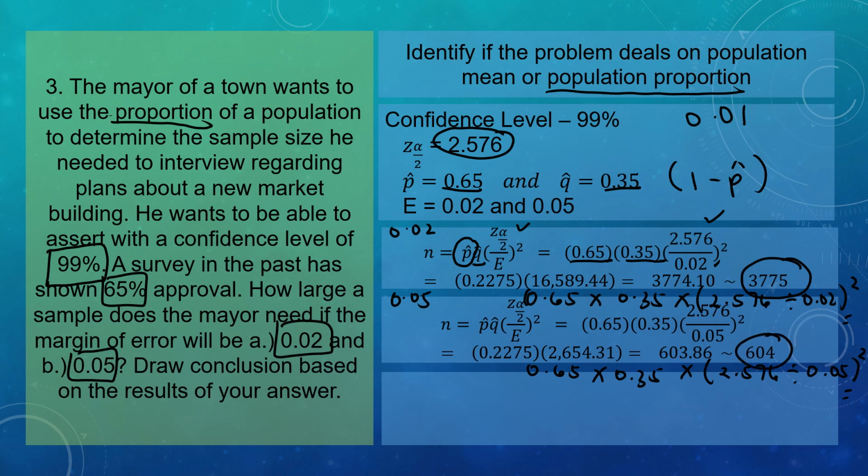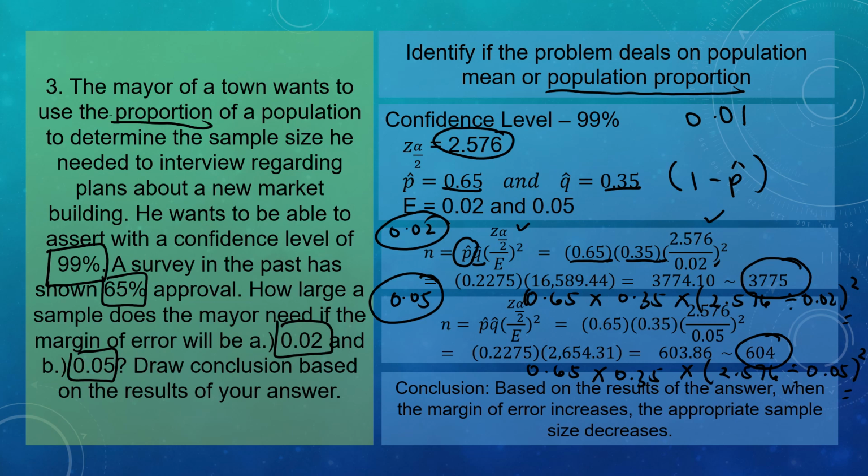Now, for your conclusion, take a look. The margin of error increases. So if it increases, you can see that the appropriate sample size decreases. So therefore, our conclusion will be, based on the results of the answer, when the margin of error increases, the appropriate sample size decreases. So that's all.